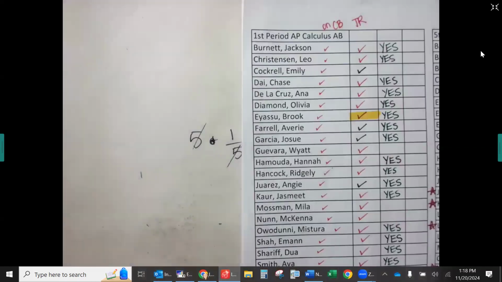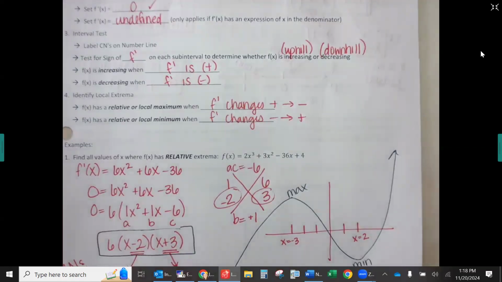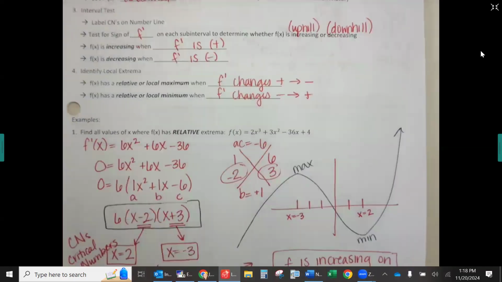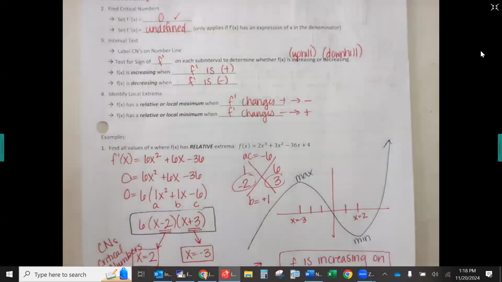Okay, so you should have your first derivative test notes out, please. The goal for today is that we'll take notes for maybe the first half of class. Second half of class, you'll have time to work on your homework from last time. So we're going to finish up the first derivative test today.